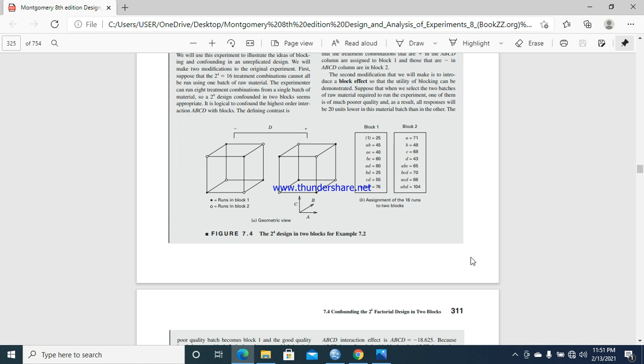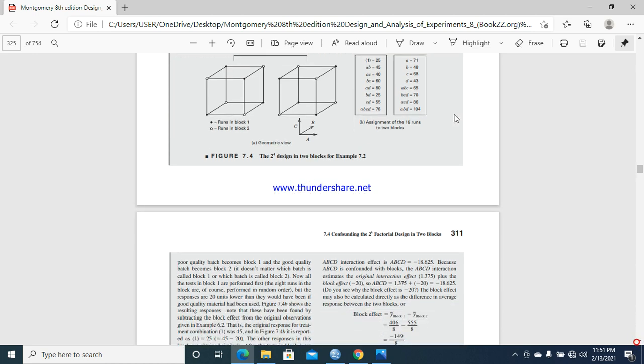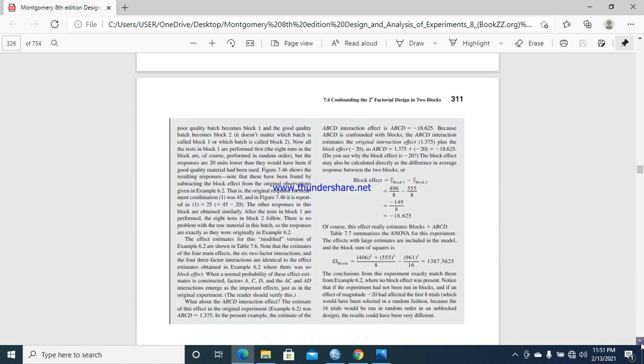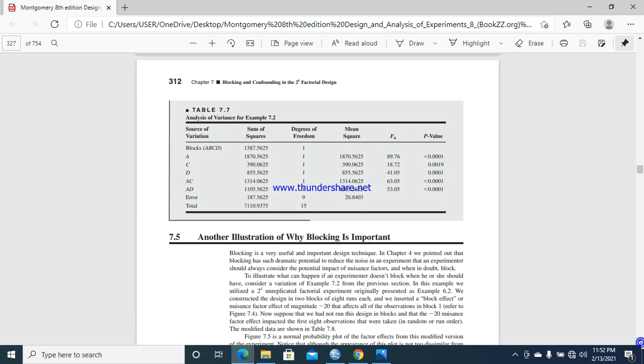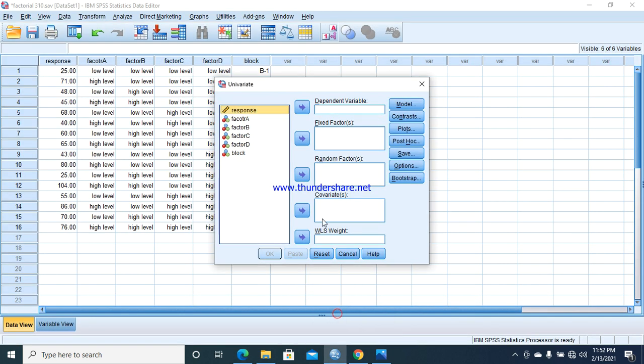As I mentioned, I want to compare the results with the example of the book, so I will select those 4 from here, which are A, C, D, A, C, A, D, and A, B, C, D for the block. ABCD is confounded here. The value of ABCD is equal to blocks. Here we go, and the response. These 4 are in the fixed factors model.